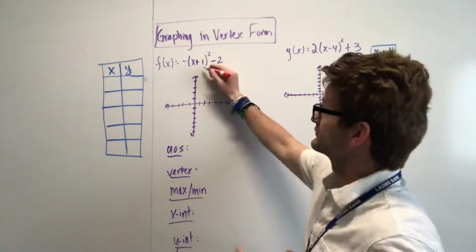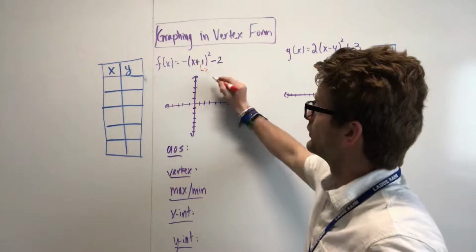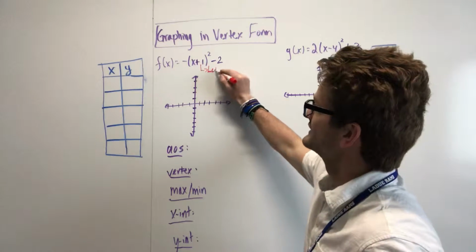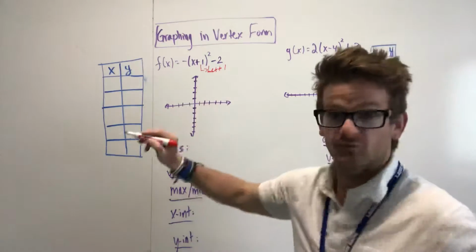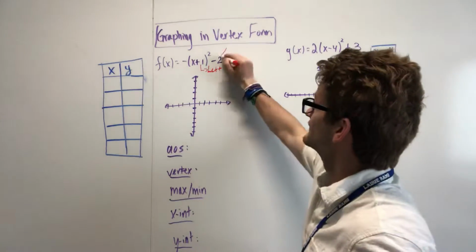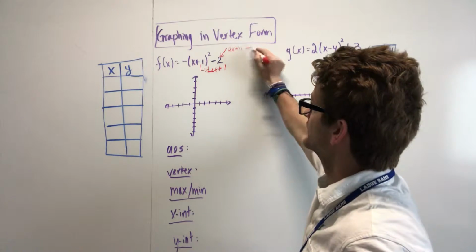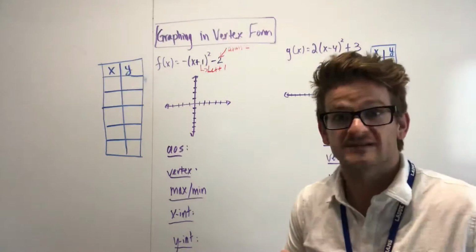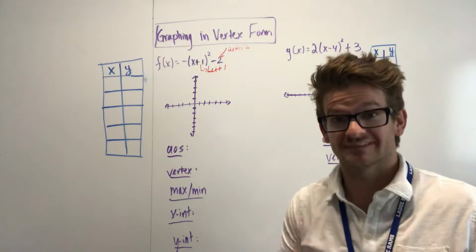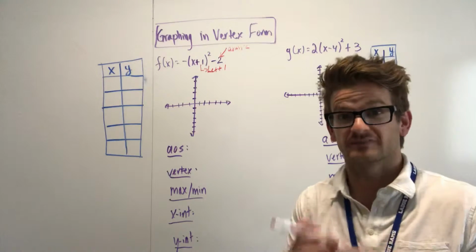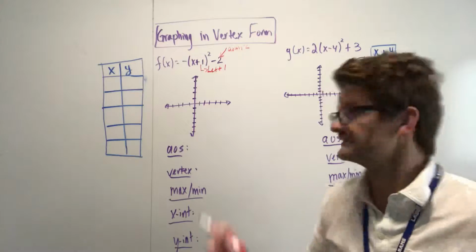If we describe this transformation, this positive 1 in here tells us that we're going to move it left 1. And this negative 2 tells us it's going to be moved down 2. Now, if you want more information on that, I posted a video previously about describing transformations specifically. Check that out if you need that.